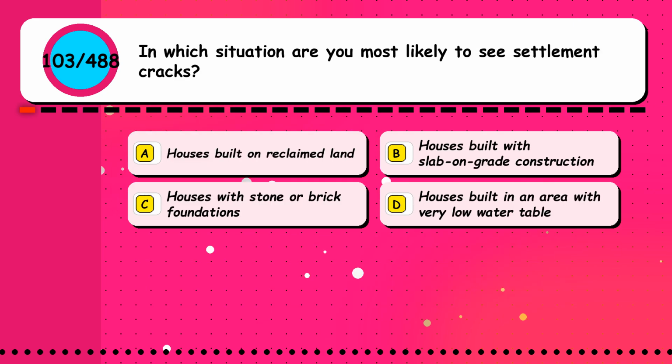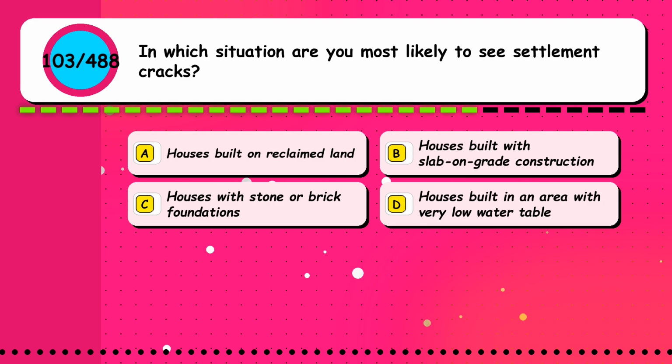Question 103. In which situation are you most likely to see settlement cracks? Option A. Houses built on reclaimed land. Option B. Houses built with slab-on-grade construction. Option C. Houses with stone or brick foundations. Option D. Houses built in an area with very low water table.